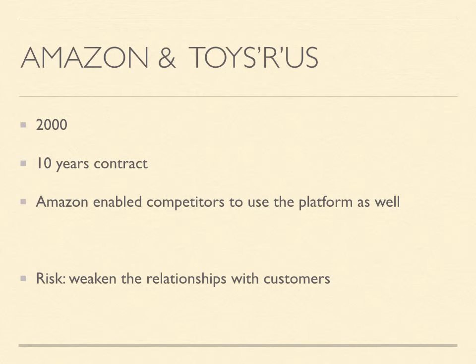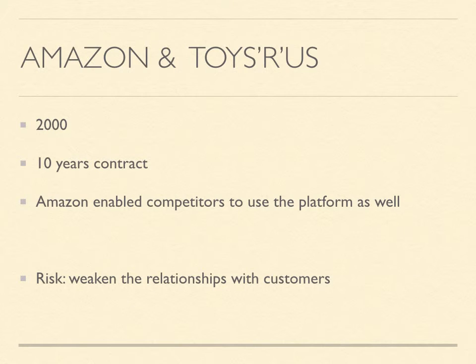Amazon started to enable competitors to use their platform as well. Finally, the court decided that Amazon really did violate the contract. However, Toys R Us did not cover their expenses on this process, and they also lost a lot of time. This is the example of the wrong decision in picking an MSP company, and in this case we see that there was a risk of weakening the relationships with customers even at the beginning, and Toys R Us failed to understand that.